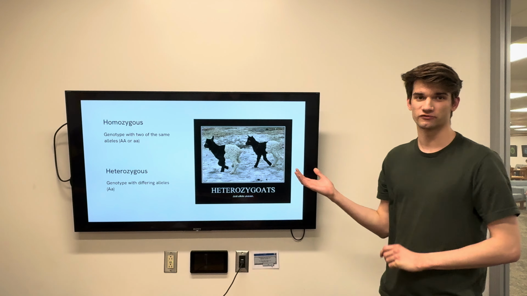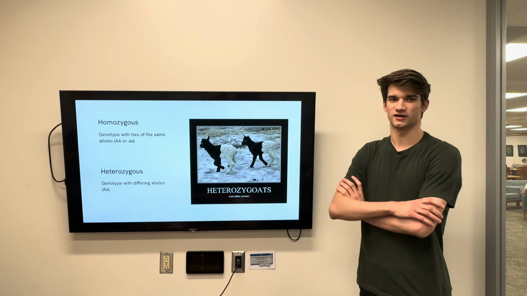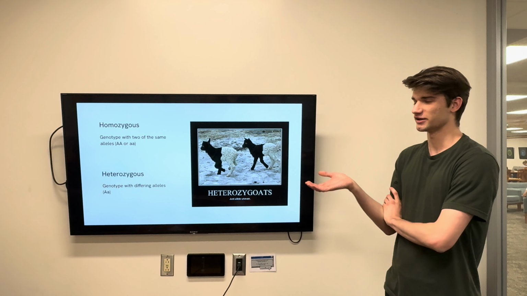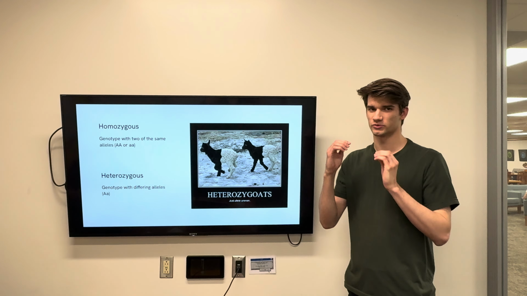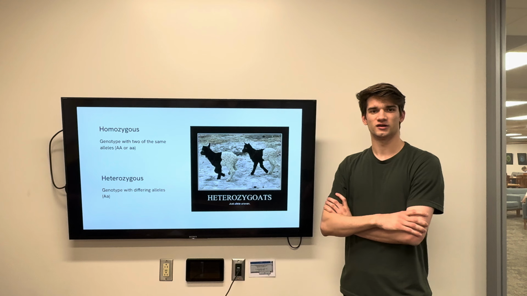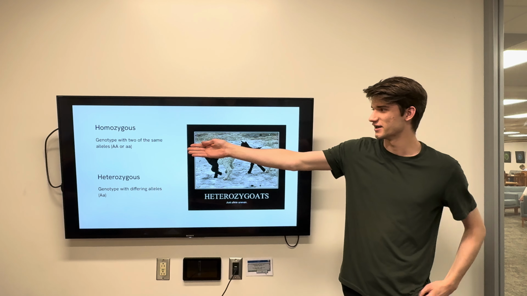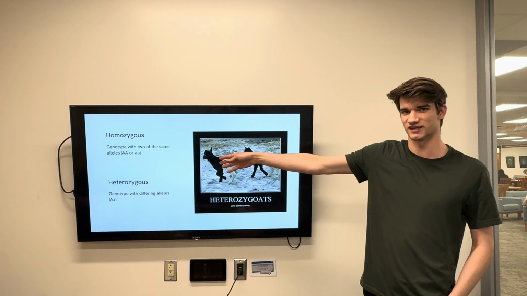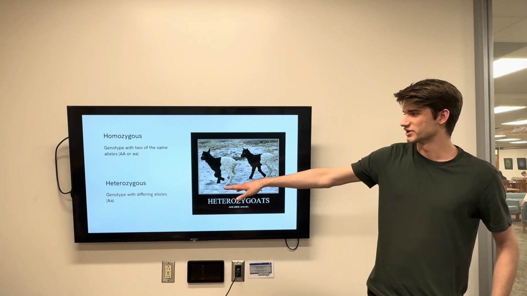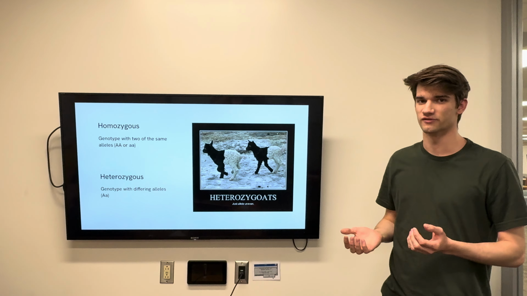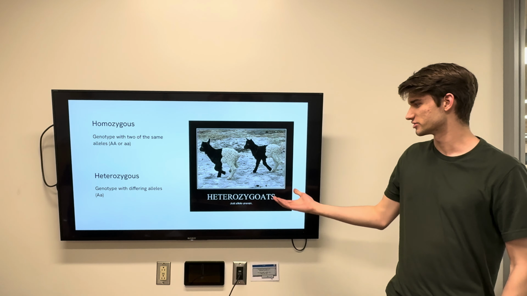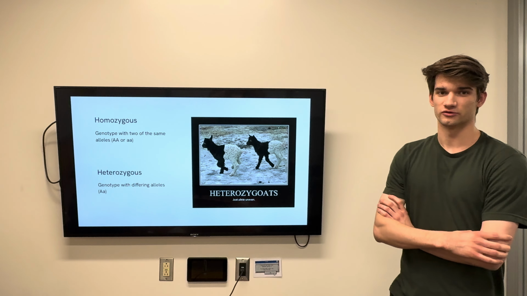And you can have different combinations of these alleles. We have homozygous and heterozygous. Homozygous is where you have two of the same alleles, dominant or recessive. In this example, AA or lowercase a. And then heterozygous, which is a combination of two different alleles. And we've got some examples of some heterozygotes.